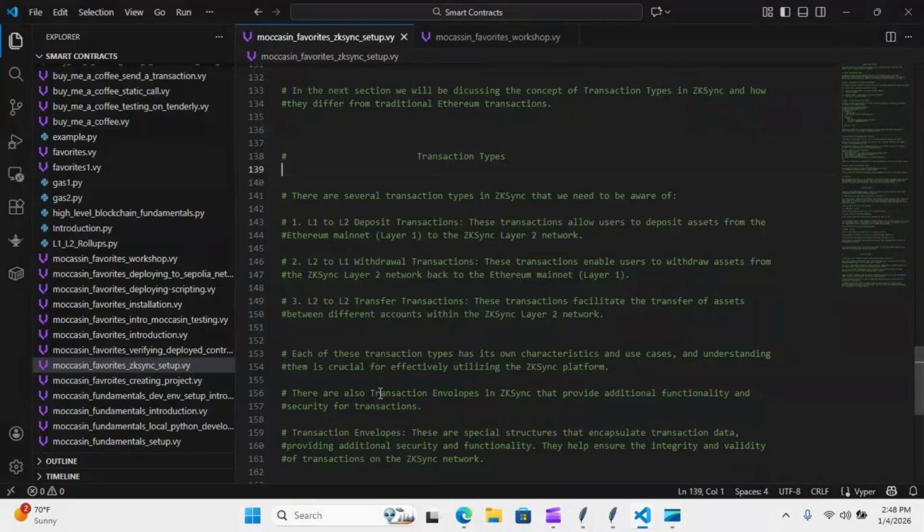And there are also transaction envelopes in ZK Sync that provide additional functionality and security for transactions. Transaction envelopes are special structures that encapsulate transaction data, providing additional security and functionality. They help ensure the integrity and validity of transactions on the ZK Sync network.